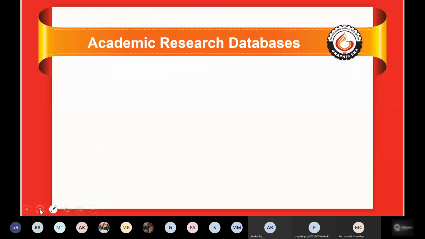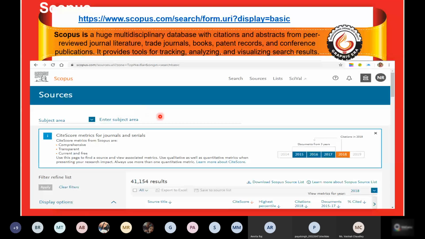Okay, now I'm talking a little bit about academic research databases. I am keeping an eye on the time as well, and I will take the queries at the end. Academic research databases: say you want to do a kind of project under the guidance of a faculty, where can I find the journals, where can I find the published research papers?